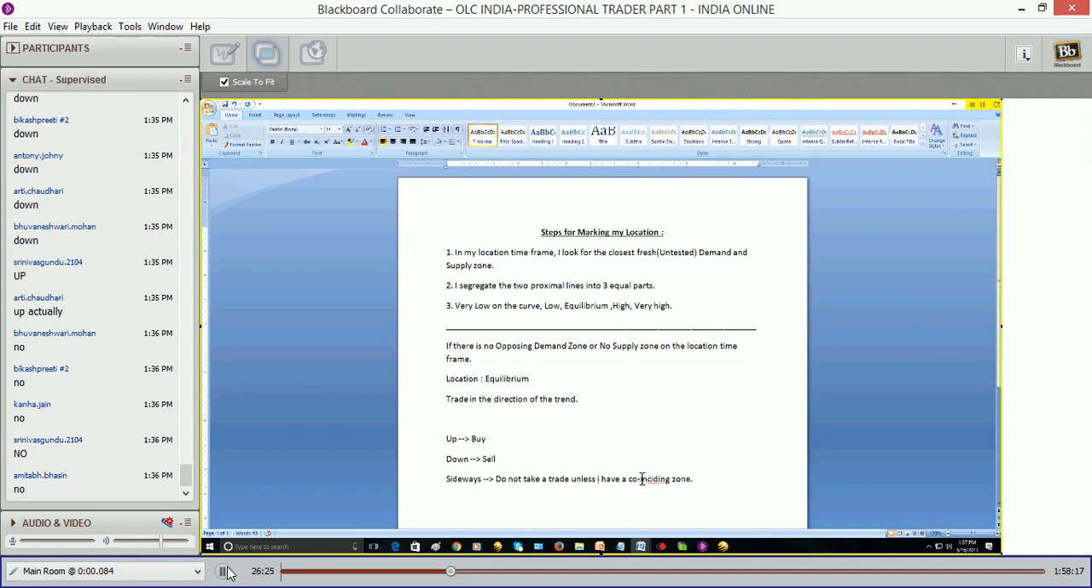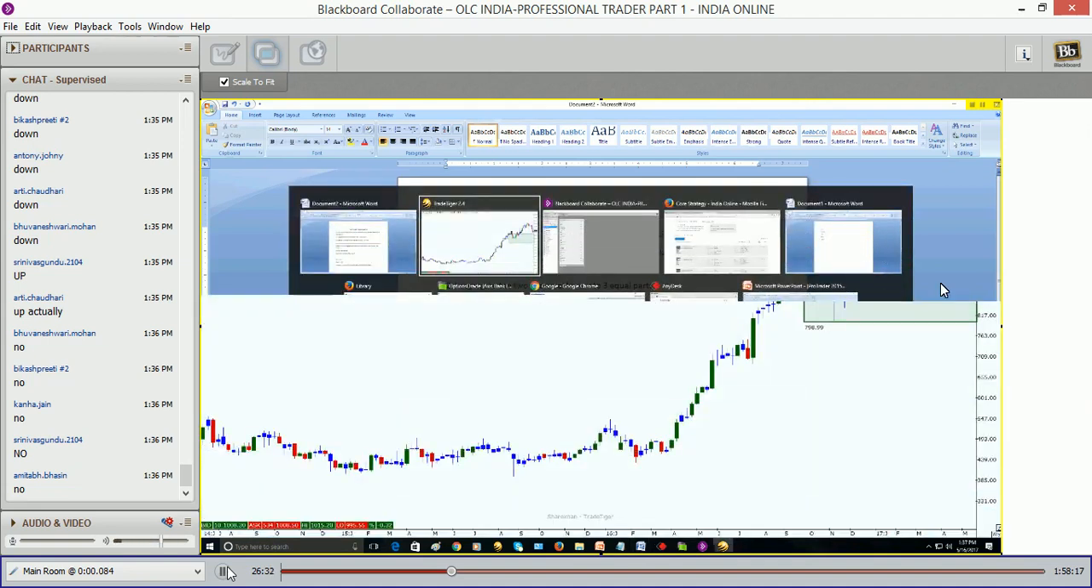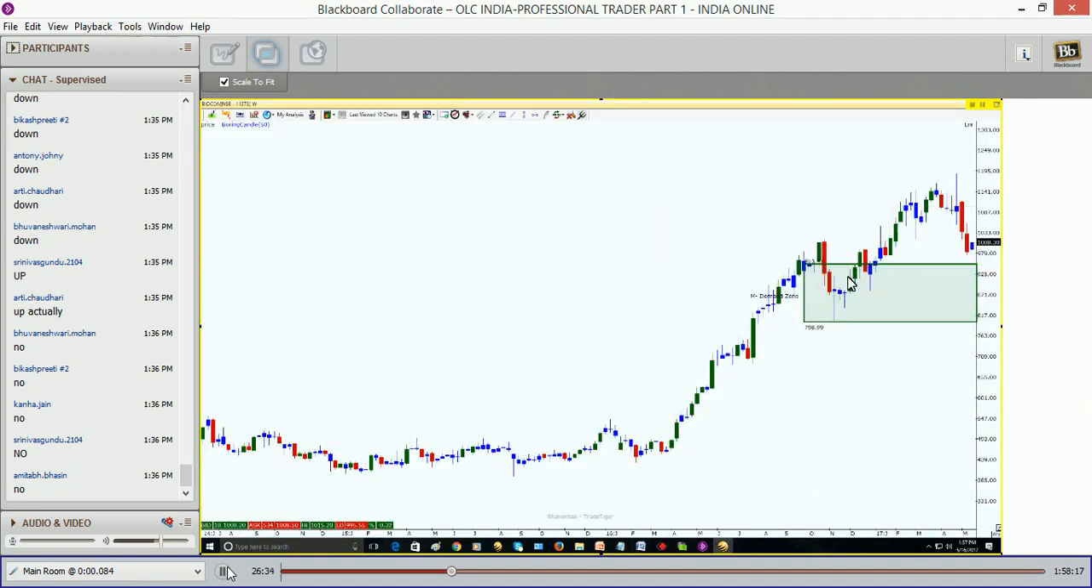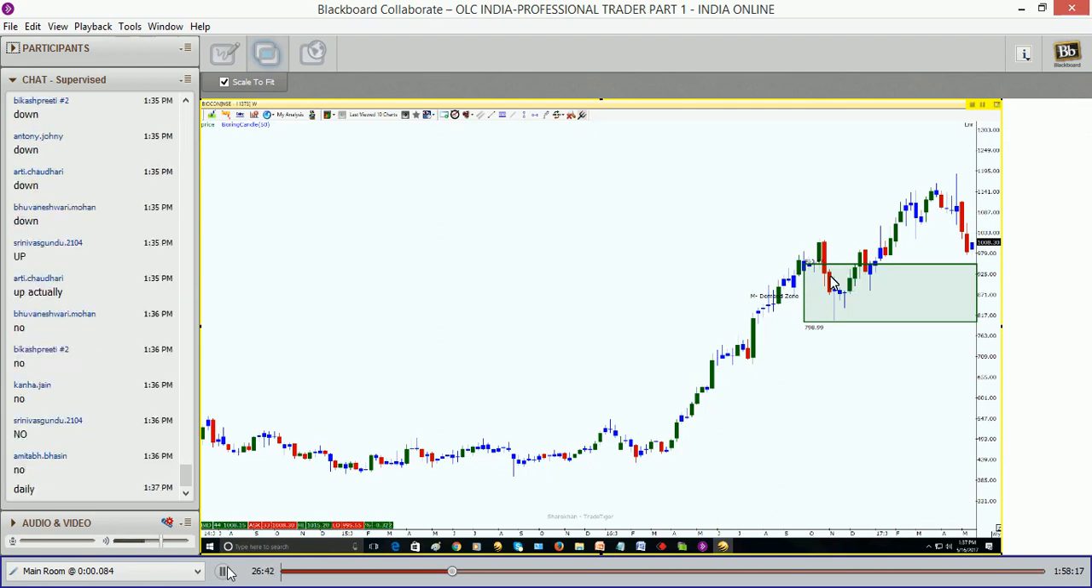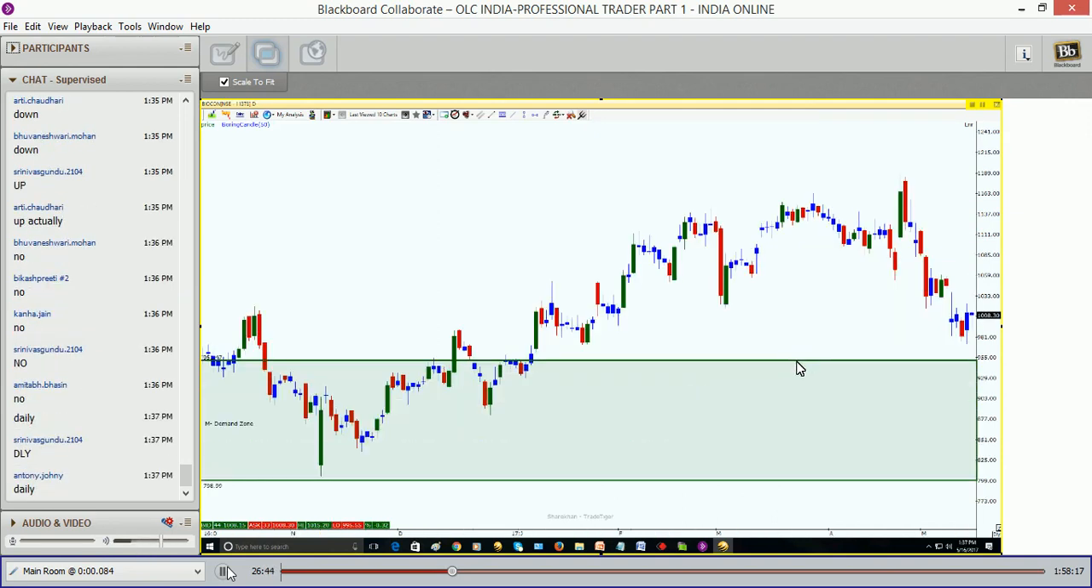Let me change this. Coinciding zone. Now I am sideways, which means that, first of all, which is my zoning time frame going to be? My zoning time frame is going to be the daily chart. Would you all agree?